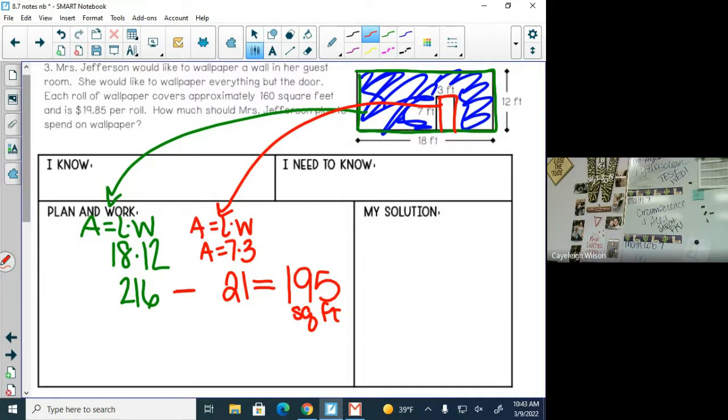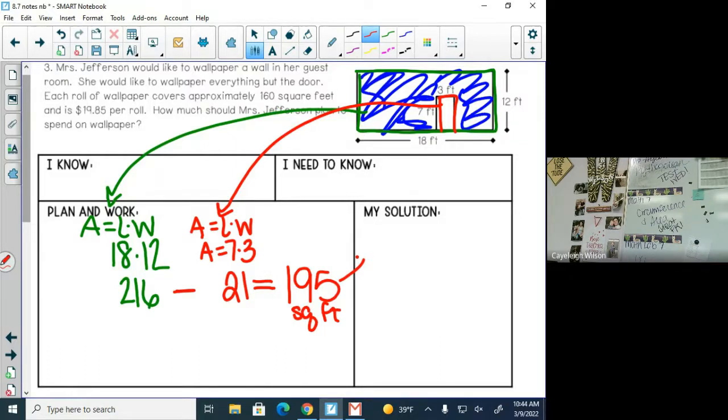Now, when I go back and I look at the problem, how much wallpaper is in one roll? 160. So I'm going to let Carmela answer, so don't talk over. There's 160 square feet in one roll. So Carmela, if I bought one roll, would it cover the whole wall? No. How many rolls am I gonna have to buy? 2. Because guys, listen, if one roll of wallpaper covers 160 square feet, I have 195 square feet. So I'm gonna have to buy 2 rolls.